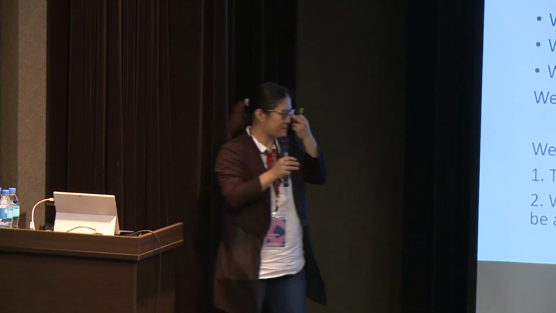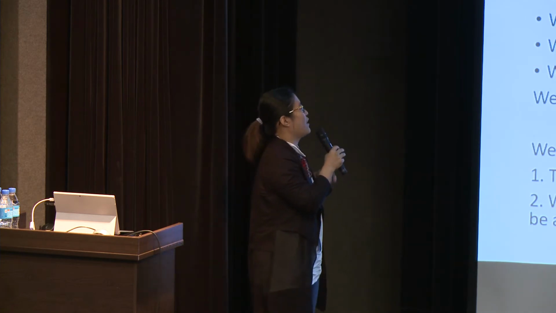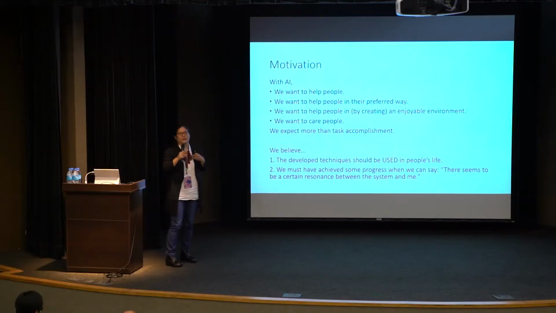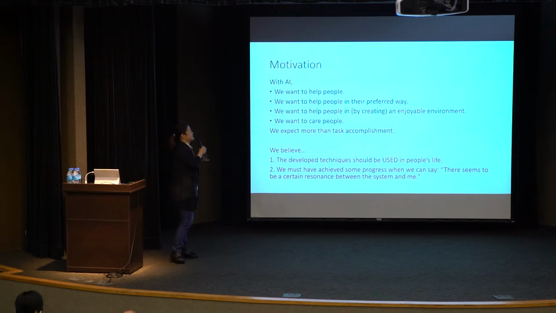So it's simple: our motivation is that with artificial intelligence, we want to help people, but we want to help people in a comfortable way. We want to help people in their preferred way, and in an enjoyable environment. If there is not such an enjoyable environment, we can create it. Or we want to care for people. It's more like a psychological aspect. So, in fact, we expect more than just task accomplishment.